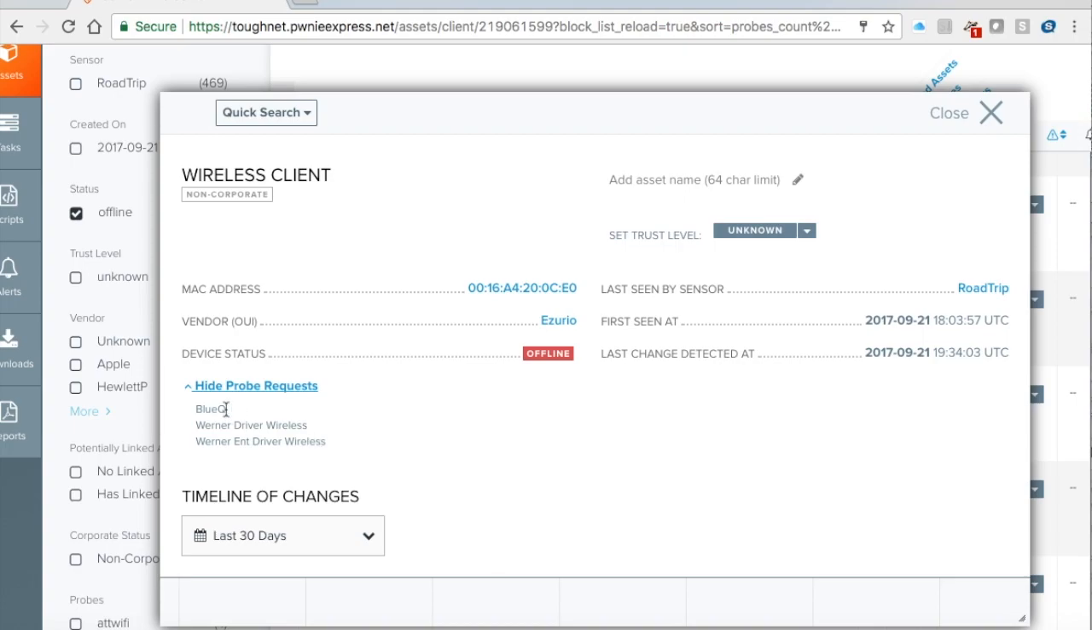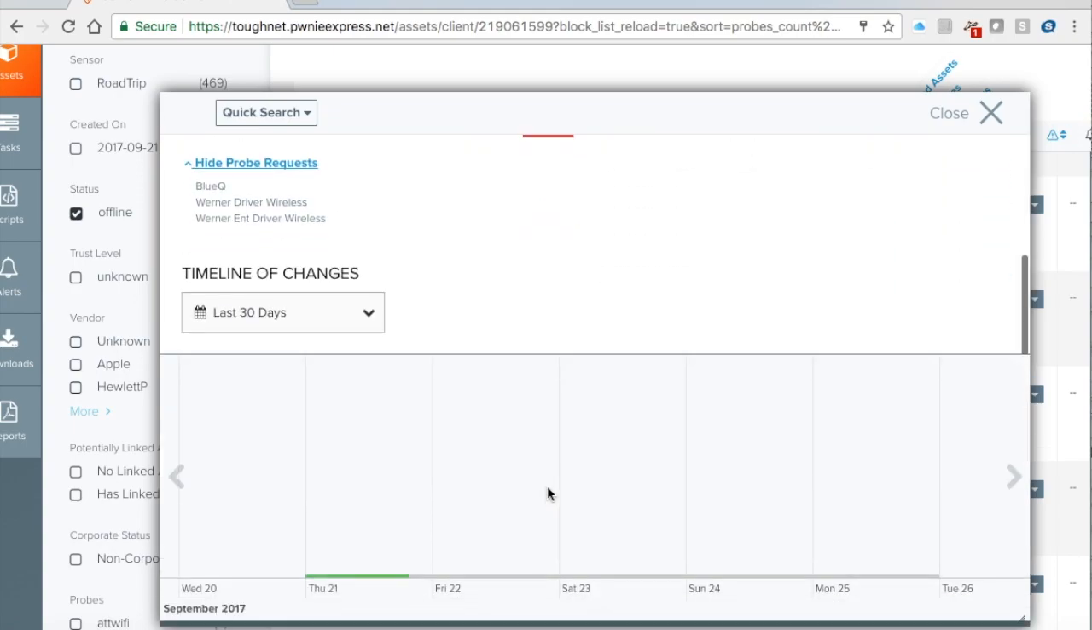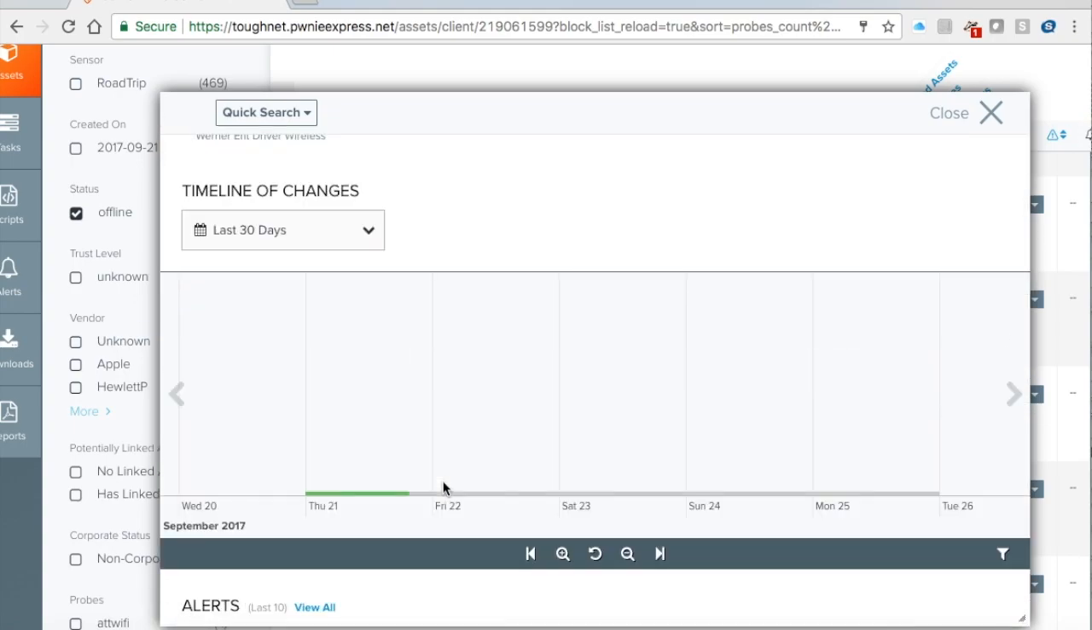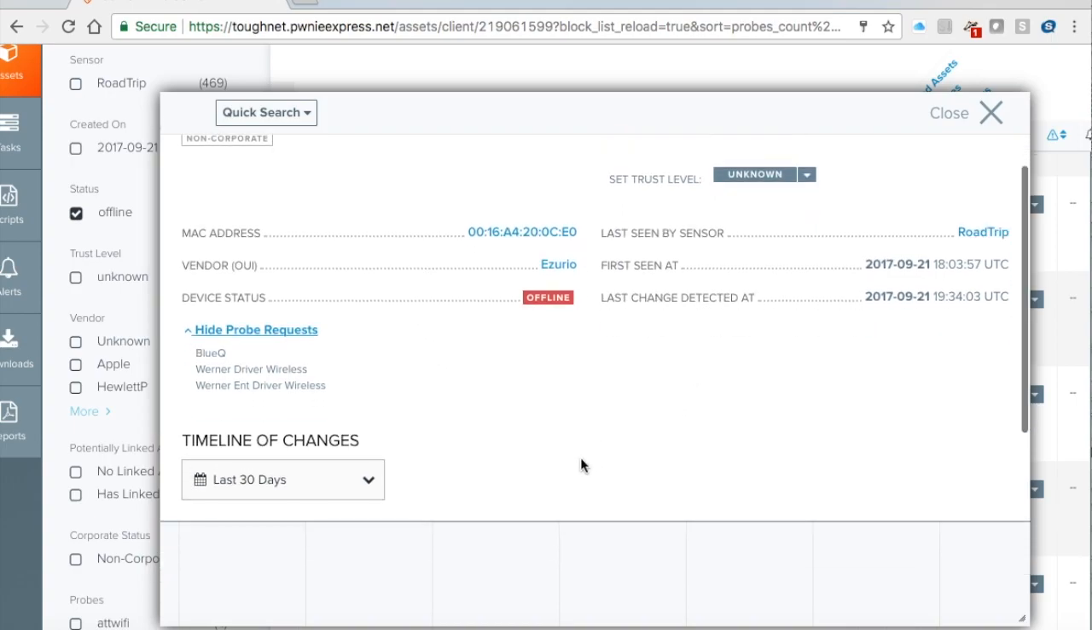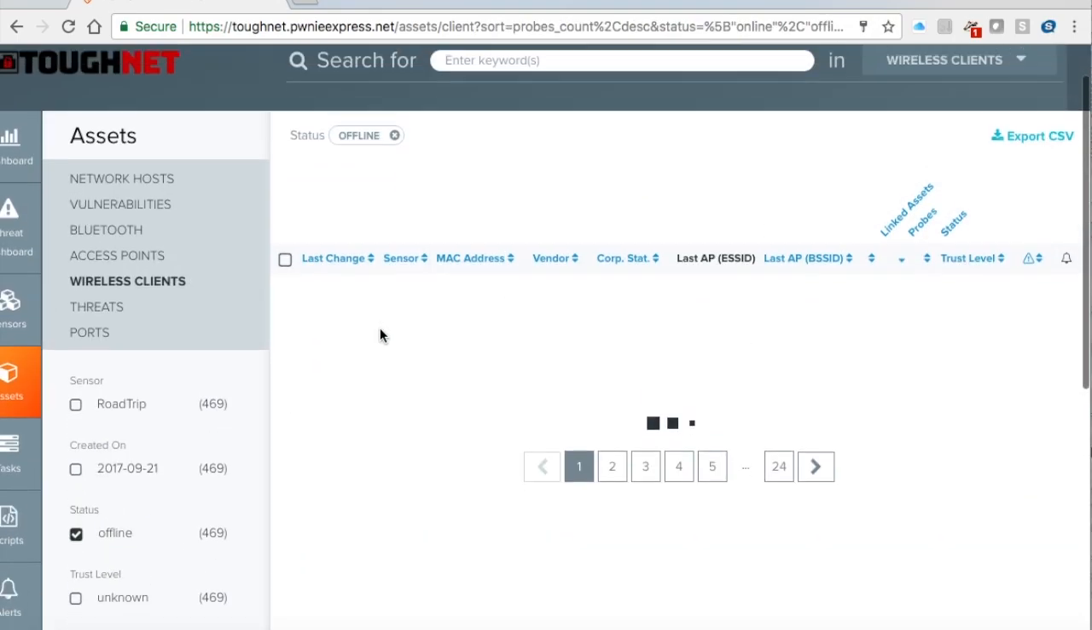We can also see that some of these clients have connected to some other SSIDs like this one, Blue Q. Again, maybe these devices are corporate devices, right? Maybe they're not, but most likely, I would say they're probably corporate, just from the distribution of them, right? How many we've actually seen, as well as the specific vendor information.